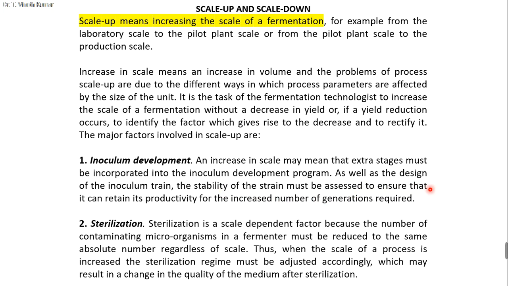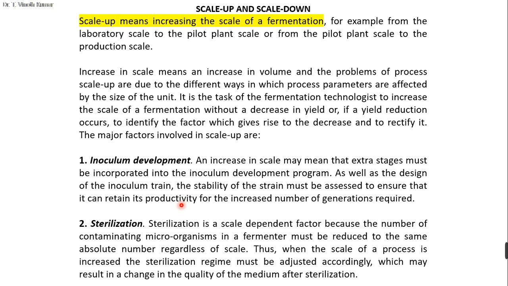As well as the design of the inoculum train, the stability of the strain must be assessed to ensure that it can retain the productivity for the increased number of generations required. For example, you have to check the strain stability and the contamination, all the factors. The strain stability is very important. You should not subculture continuously from subculture to subculture, because that will decrease the productivity. So you should have the seed culture or mother culture, and from that you take the strain for the inoculum preparation, whether it is 10 liters or 1 liter. That is very important.